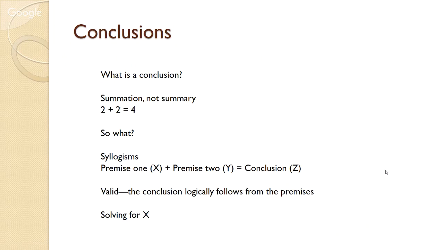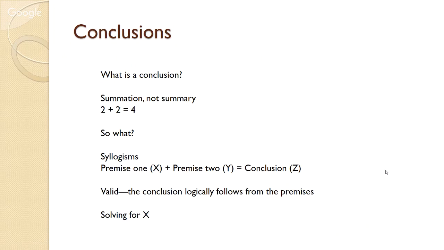So in the case of 2 plus 2, the sum would be 4. That would be the conclusion of that equation. And it's the same thing with an argument. With an argument, you have your connected series of statements, your evidence that you're putting forth to establish a thesis or a definite proposition. And the conclusion is that proposition. So you need to answer the question of so what in your conclusion. Why should your audience know or care about this information you just gave to them? What does it add up to?